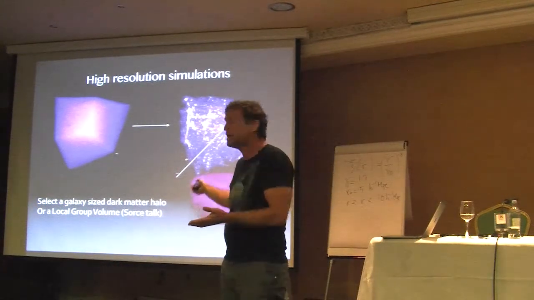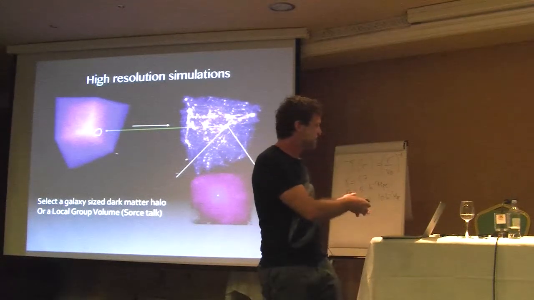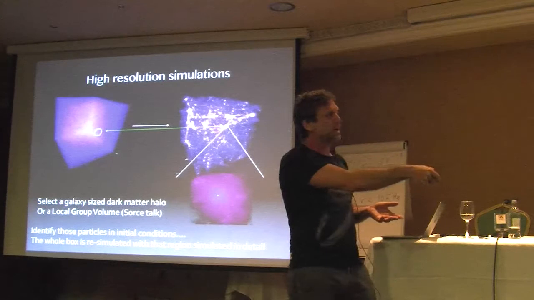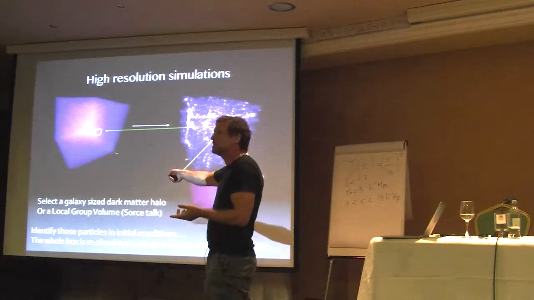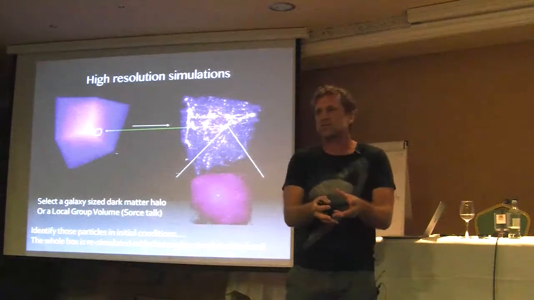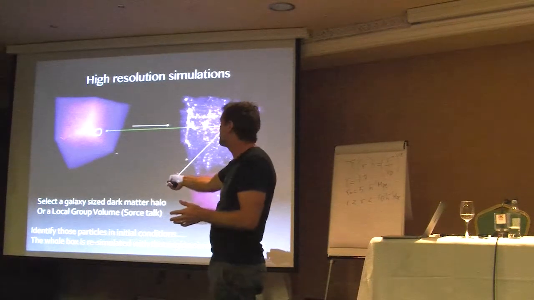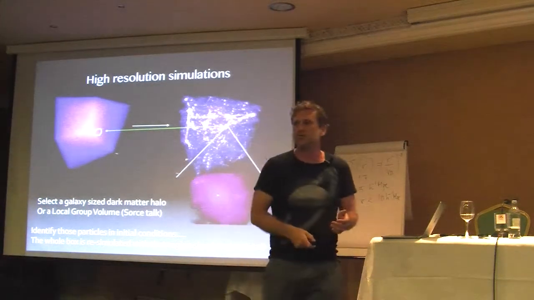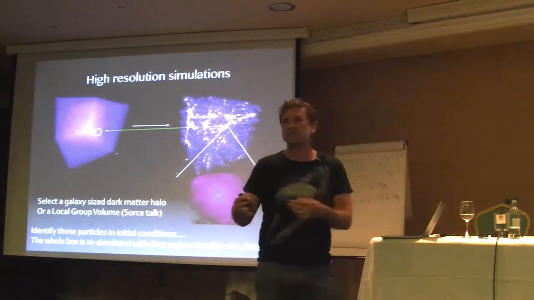Okay, we identify it in the final z=0 n-body simulation. We trace those particles back and find where they were initially, and then just in this volume here, that's where we model all these processes that Claudio talked about. So we don't model gas cooling and star formation in the whole box, we just model it in this one little region here. And that allows us to get higher resolution because we're not modelling all these processes throughout the whole box.